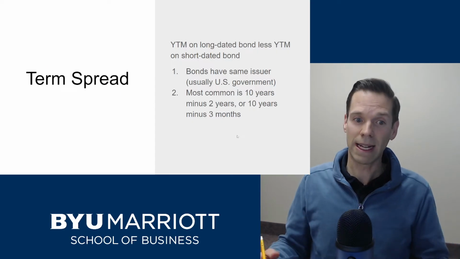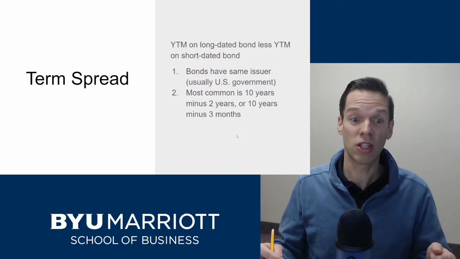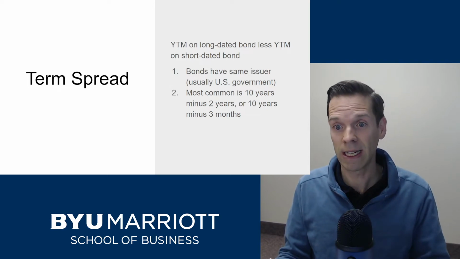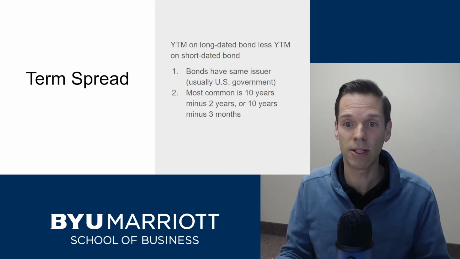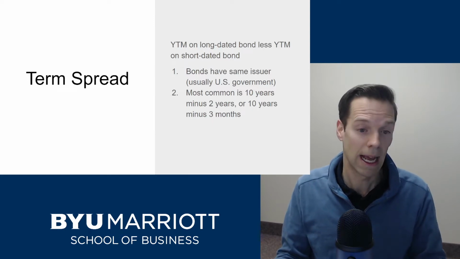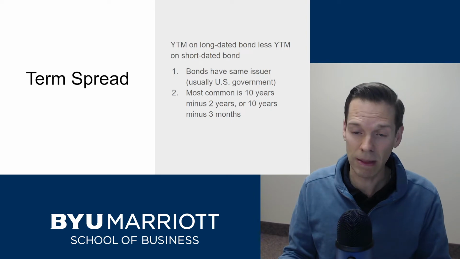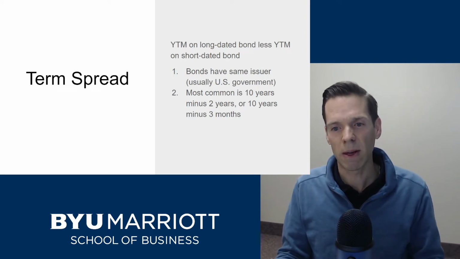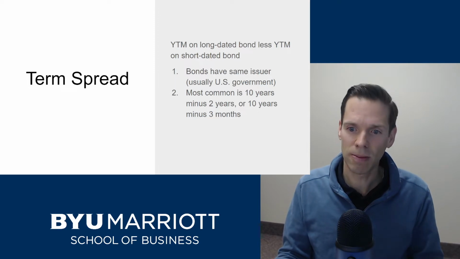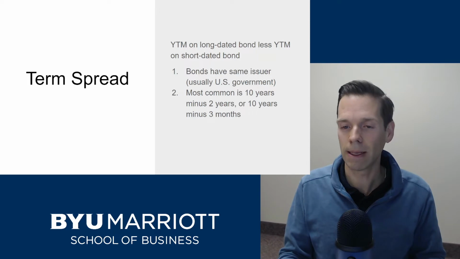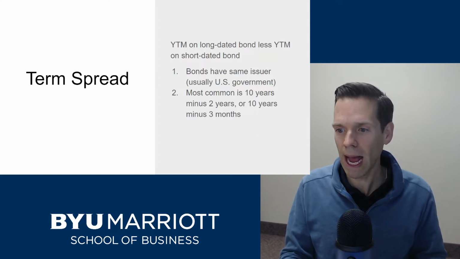So when we calculate a term spread, which is just the slope of the yield curve, a term spread is the yield to maturity on a long-dated bond less the yield to maturity on a short-dated bond. These bonds need to have the same issuer. Again, that will usually be the U.S. government, but could be any issuer. And most commonly for a term spread, we'll take a 10-year bond minus a 2-year bond, or sometimes a 10-year bond minus a 3-month bond. All right, well, what happens when we do that?